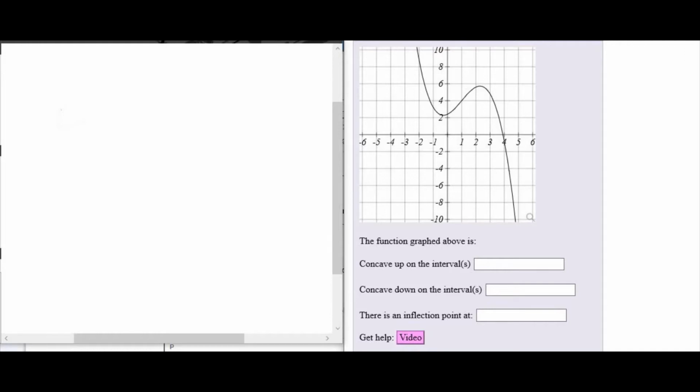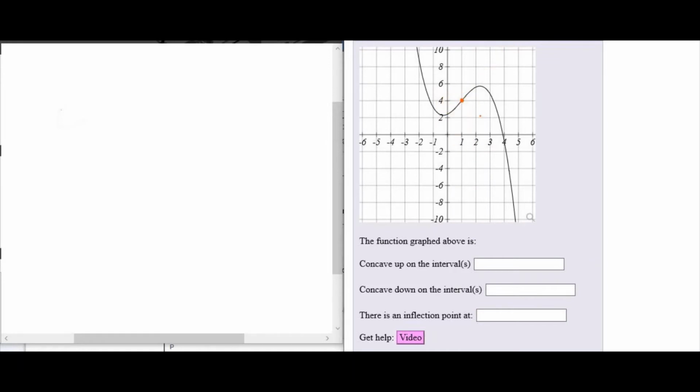The first step to determining the intervals on which the function is concave up or down is to determine the inflection point. The inflection point is basically a point where the function changes behavior from concave up to concave down or vice versa. So to make sure that you understand what I'm talking about, this right here is the inflection point. To answer this question, I will say there is an inflection point at 1 and 4.